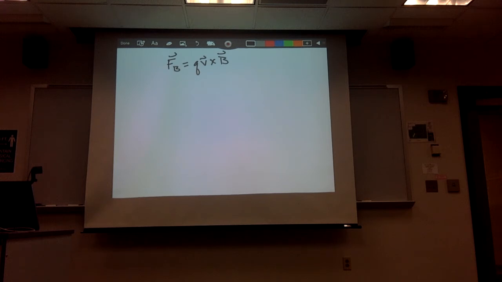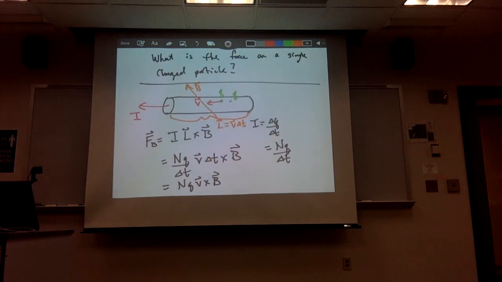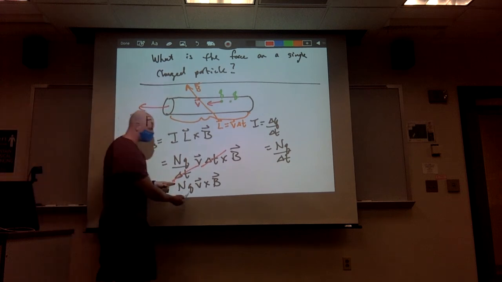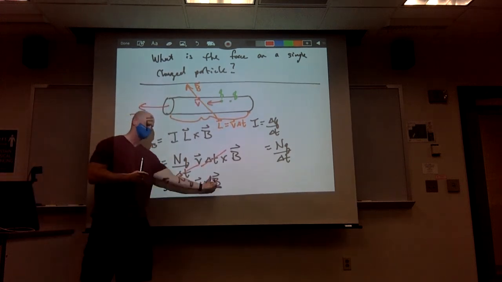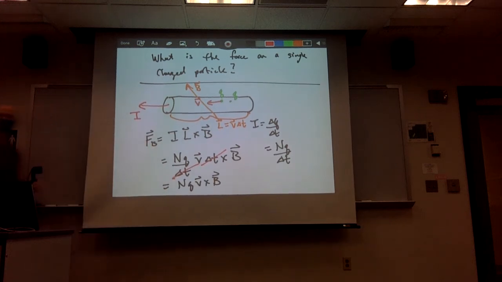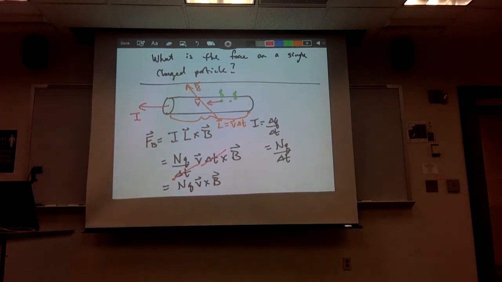Everyone's okay? Can you go back a second? I would love to. Okay, so this delta T cancels that. And again, here we're dropping the n because this is the total force on all n number of those particles, but I want to know the force on a single charged particle, which means it's everything except for that n. So this is the force on a single charged particle moving in an external magnetic field.